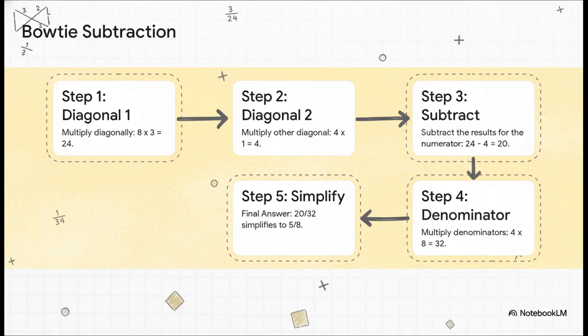Let's try 3/4 minus 1/8. First diagonal. 8 times 3 is 24. Other diagonal. 4 times 1 is 4. Now, the only difference is we subtract this time. 24 minus 4 is 20. That's our numerator. The denominator is 4 times 8, which is 32. And of course, we simplify our final answer down to 5/8.